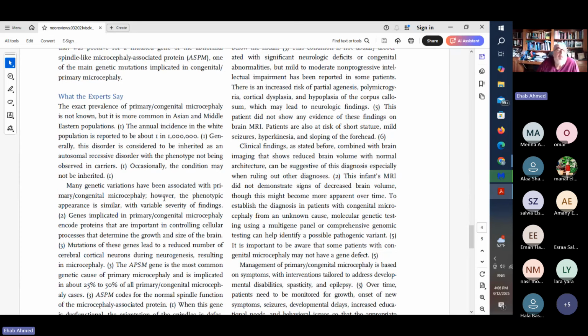Okay. What the experts say, the exact prevalence of primary congenital microcephaly is not known because it's more common in Asian and Middle Eastern populations. So you should see many of those, Dr. Amaro, correct?